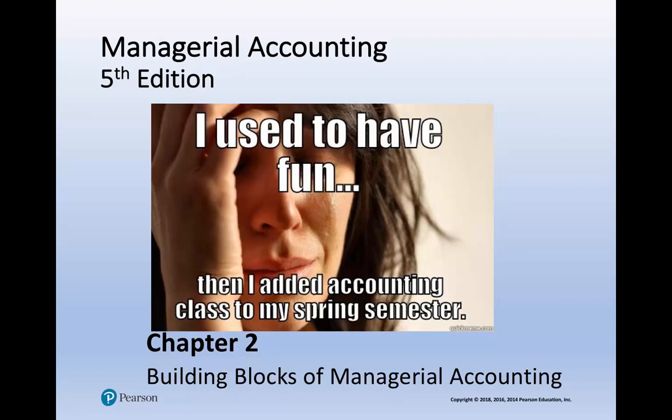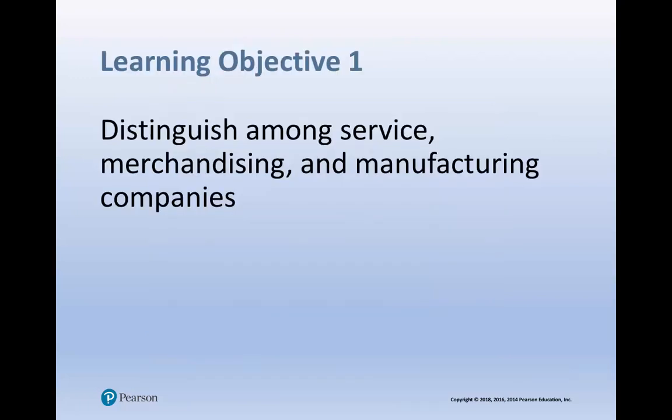So we'll get started here, Chapter 2. Our first learning objective is to talk about the different types of companies that we might encounter. We have service, merchandising, and manufacturing companies that we'll be looking at, and as we go through the chapter, some of the examples you'll see are of the three different types of companies, and we'll be able to distinguish and identify what types of businesses those are.